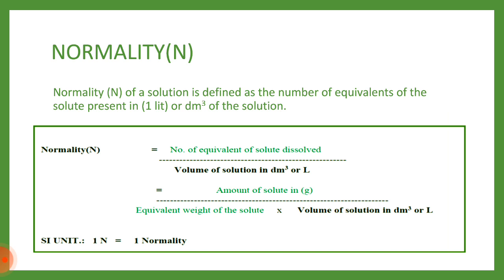Then normality represent in capital N. Normality N of a solution is defined as number of equivalent of the solute present in 1 liter or dm cube of the solution. Normality formula is number of equivalent of solute dissolved divided by volume of solution in dm cube or liter, equal to amount of solute in gram divided by equivalent weight of the solute multiplied by volume of solution in dm cube or liter, when n is equal to 1.